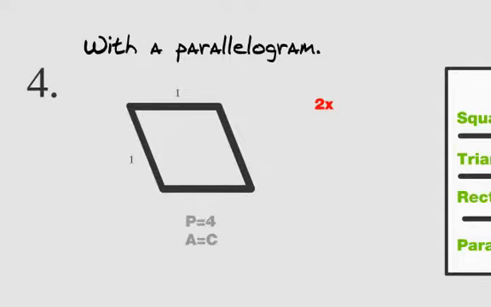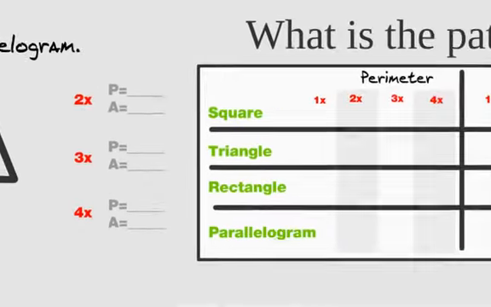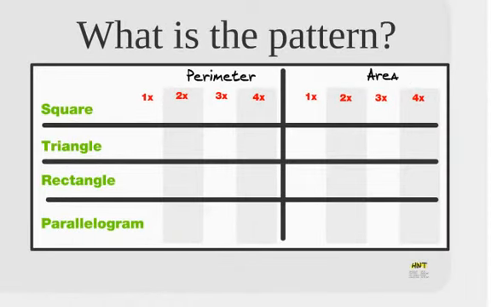What happens when you double the sides? So instead of 1, it's going to be 2. What does the perimeter do? When you multiply by 3? And when you quadruple it? You picking up the pattern? I bet you are. All right, so what's the pattern here?